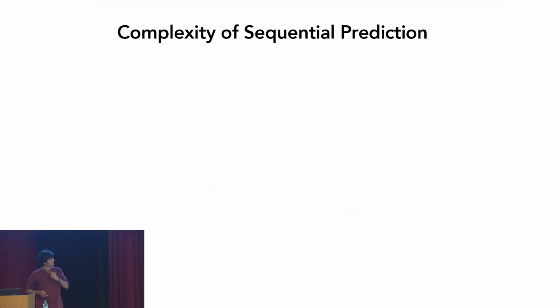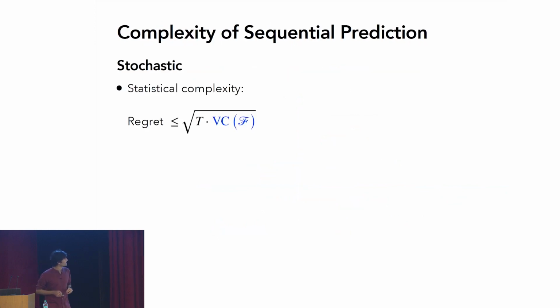Okay, so what is the complexity for these problems? In the stochastic setting, this is fairly well understood. This is a famous result from maybe 50 years ago now. It says the regret is bounded by square root of t times the VC dimension of the class. If you don't know what VC dimension is, it's not important. For the setting, VC dimension is something small for essentially any class that we are interested in.